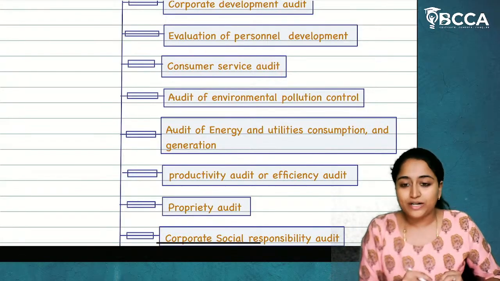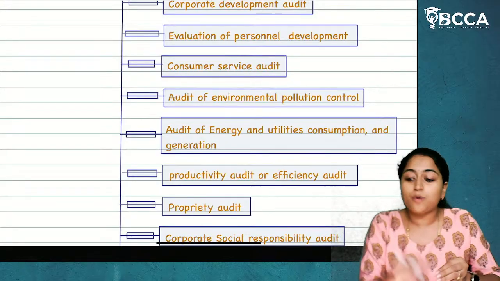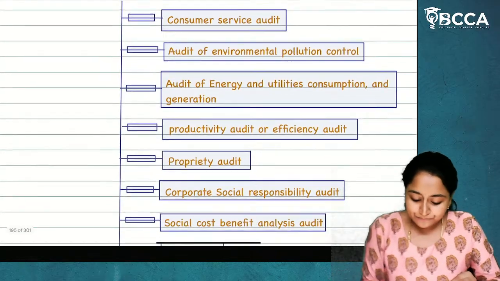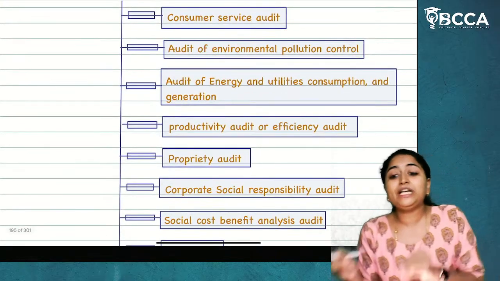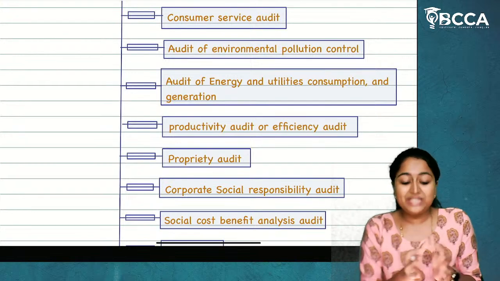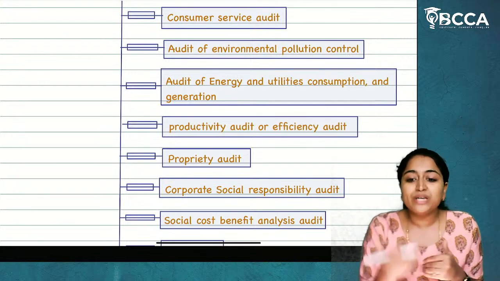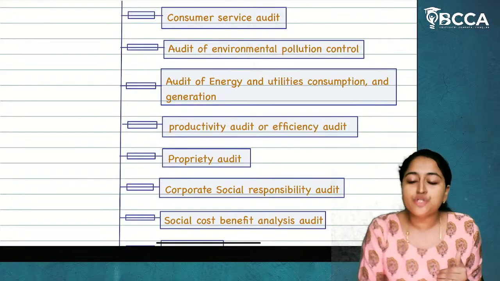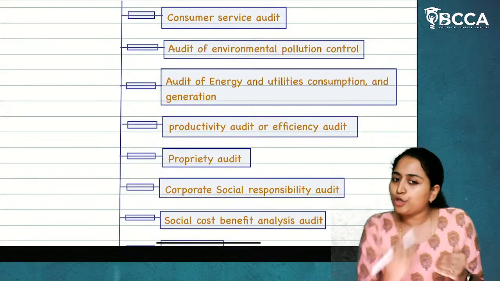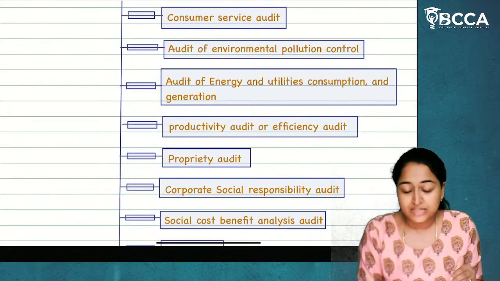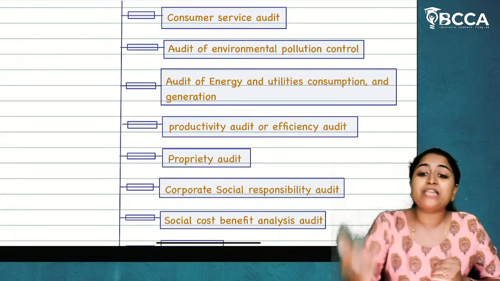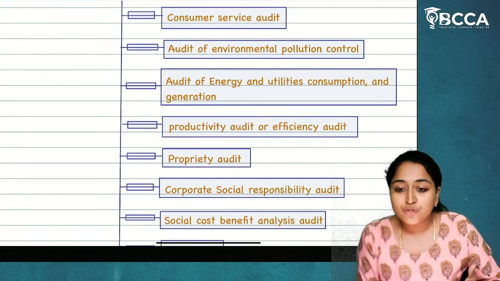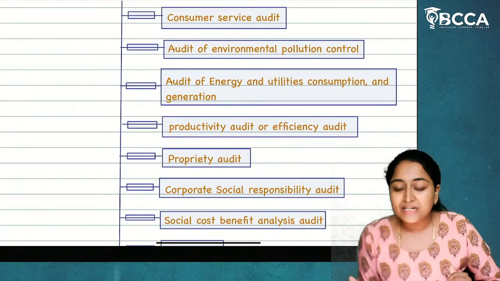Consumer service audit, how the organization is providing services to the customers. Audit of environmental pollution control, which means if the organization is doing production, there is some kind of pollution which is happening through water or through air contamination, whatever it is. Now, how they are taking steps to mitigate the risk of environmental pollution, regarding that an audit.